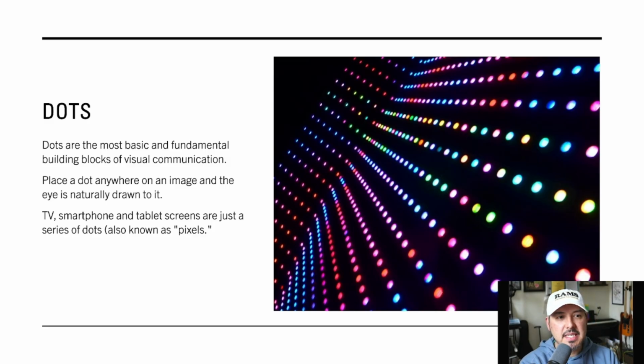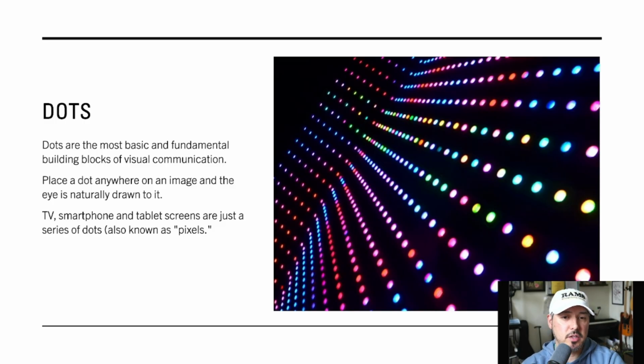So the most basic and fundamental building block of visual communication is a dot. Place a dot anywhere on an image. If it's just a plain white piece of paper, put a dot. Your eye is naturally going to be drawn to it. You can't help it. It's just, okay, there's something for me to look at. Your brain wants to look at it.